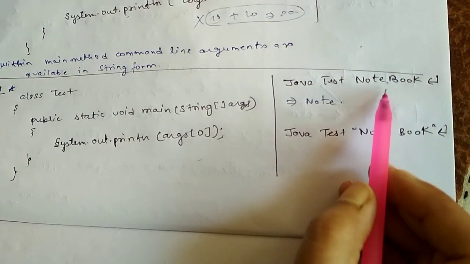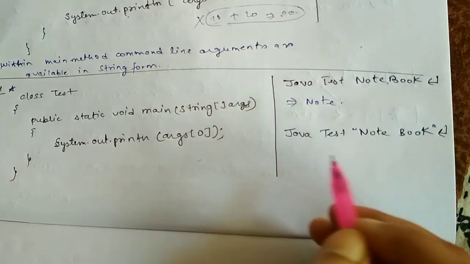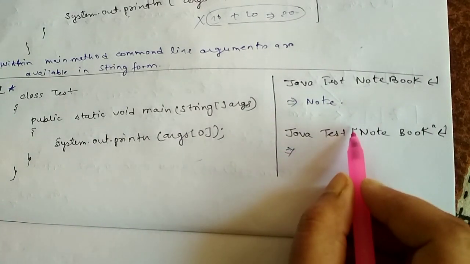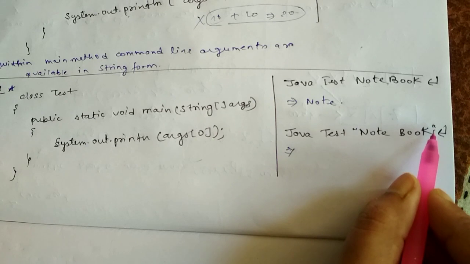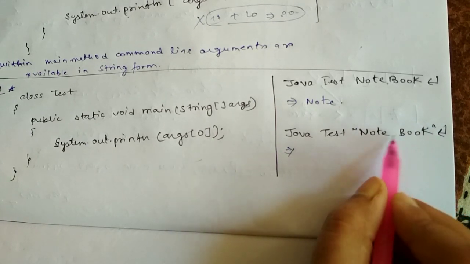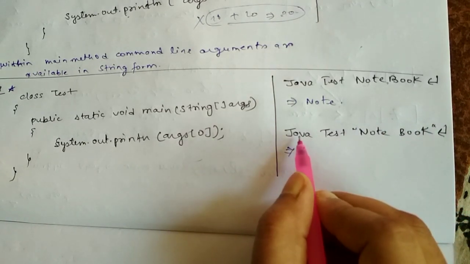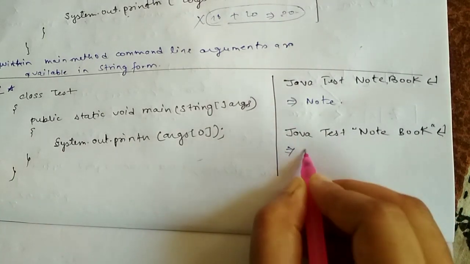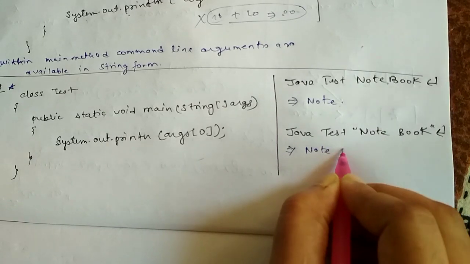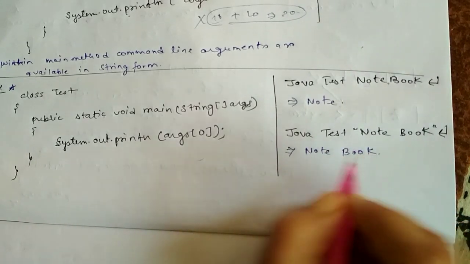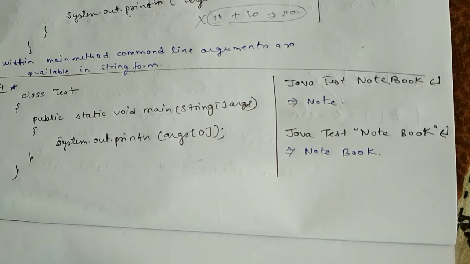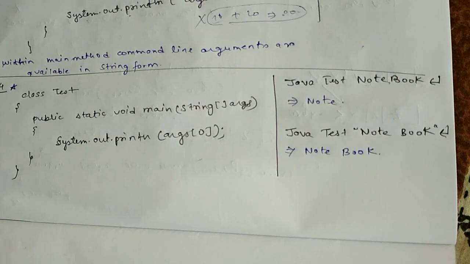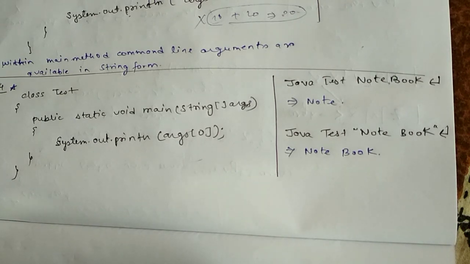Suppose we want to print this whole sentence, note book. What will we do? We will include this within the inverted quotes so that it can continue after the space also. So if we run this command, java Test in inverted quotes note book, the output will be note space book. So we have to include the whole argument within the double quotes. Okay, so that's all. This is all about the command line argument.